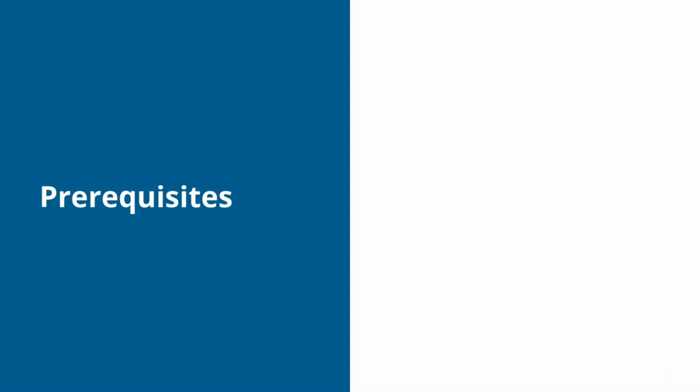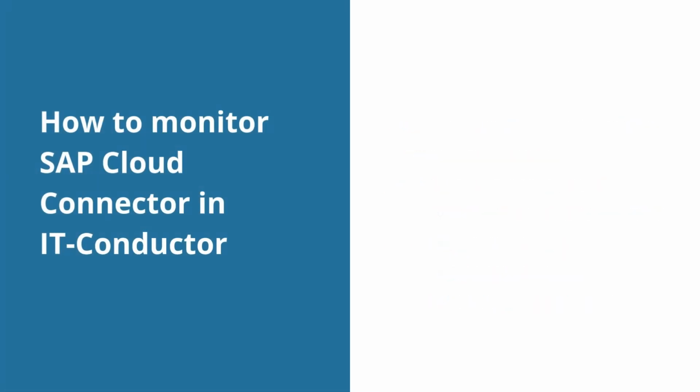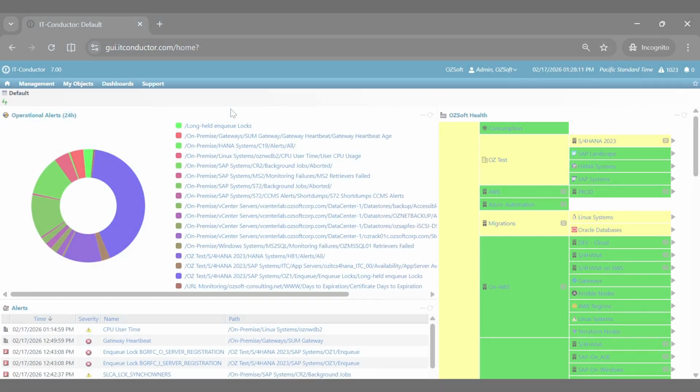Prerequisites. Before you begin, make sure you have a monitoring-enabled SAP Cloud Connector account. Depending on the level of access you need, assign one of these roles: administrator, support, display, or monitoring. How to monitor SAP Cloud Connector in IT-Conductor. Now that you have your authorized user, let's move on to the setup.